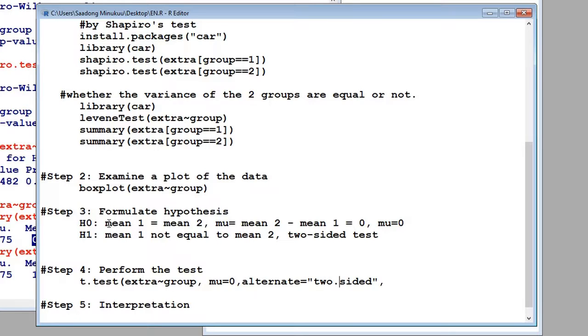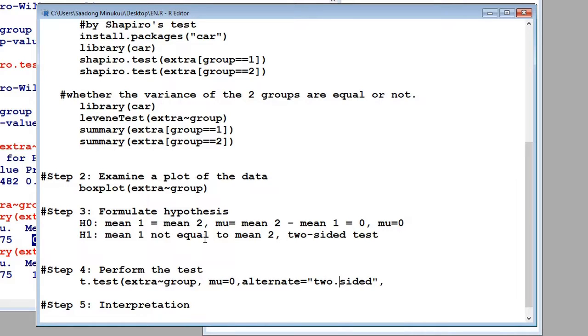If the null hypothesis is that mean 1 is equal to mean 2, the alternative hypothesis will be that mean 1 is not equal to mean 2. In other words, it's either less than or greater than, which means it's two-sided. If we had said mean 1 is less than mean 2, the alternative would be that mean 1 is greater than or equal to mean 2, which is two-sided. If we had said mean 1 is greater than mean 2, the alternative would be that mean 1 is less than or equal to mean 2. That one will also be two-sided.